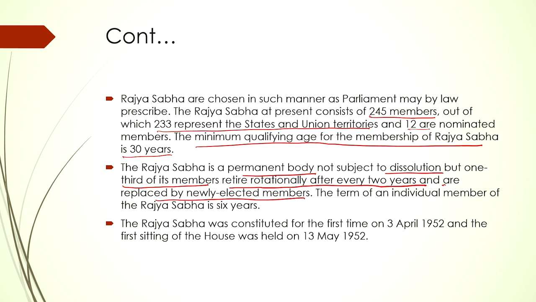Now, these 3-4 facts are again very important. One, Rajya Sabha is a permanent body, so there is no question of dissolution of Rajya Sabha, unlike Lok Sabha. Second important thing, the members of the Rajya Sabha are rotationally retired after every 2 years and are replaced by newly elected members. The term of an individual member of the Rajya Sabha is 6 years. The Rajya Sabha was constituted for the first time on 3rd April 1952 and the first sitting of the house was held on 3rd May 1952.